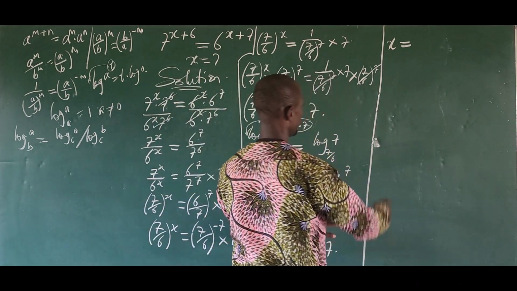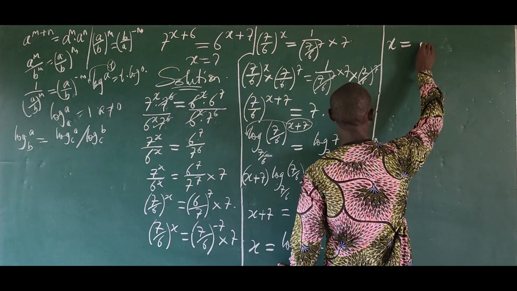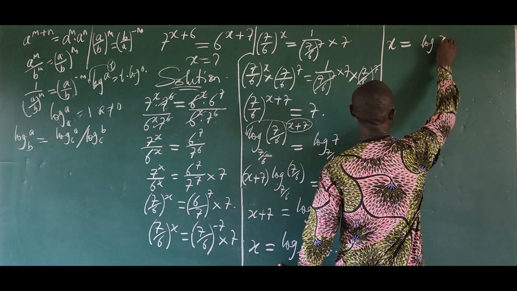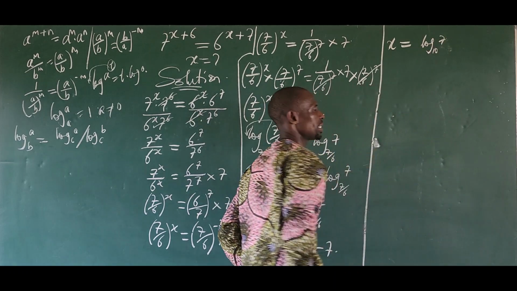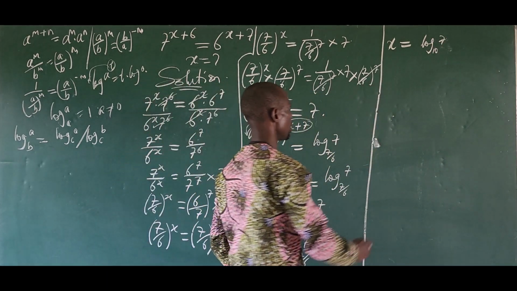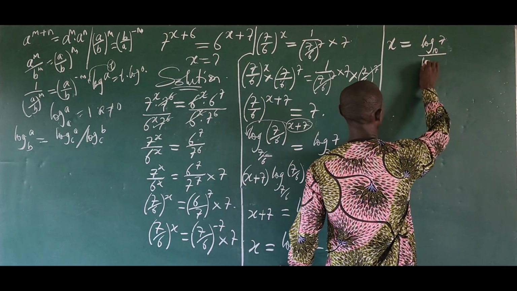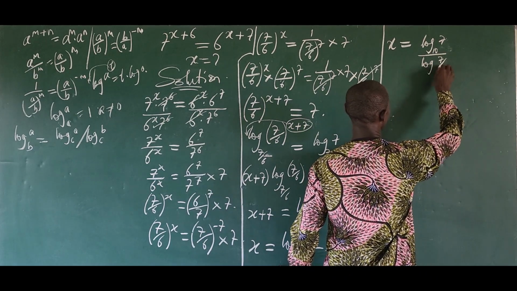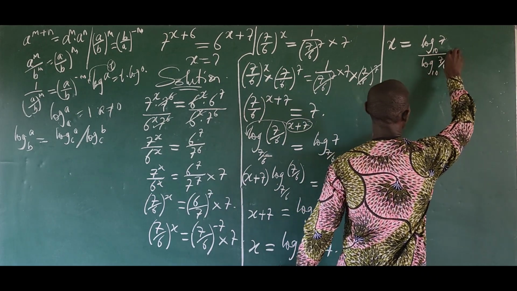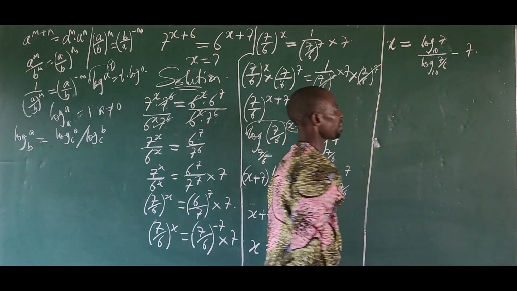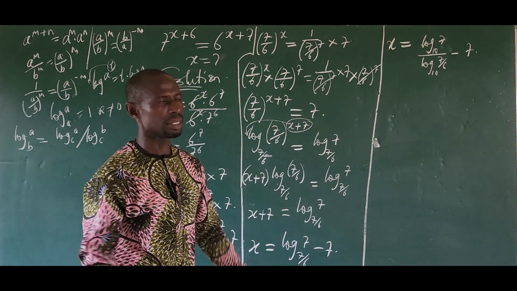So if we apply this law, we can rewrite this as log 7 base 10, we are taking it to base 10, all over log of (7 over 6) base 10 minus 7. Good. Now look at this other side.